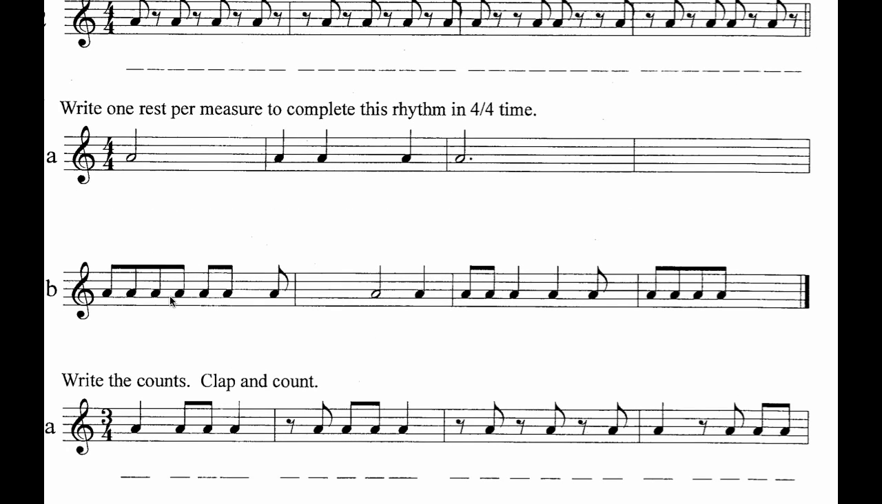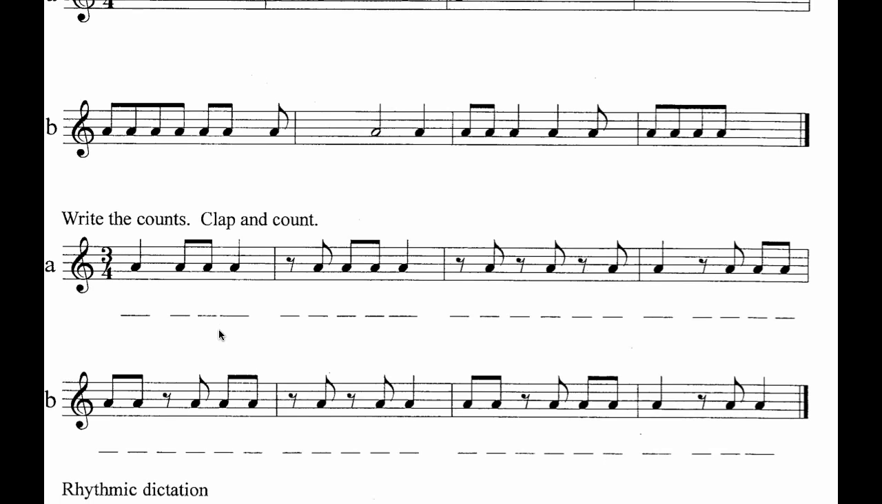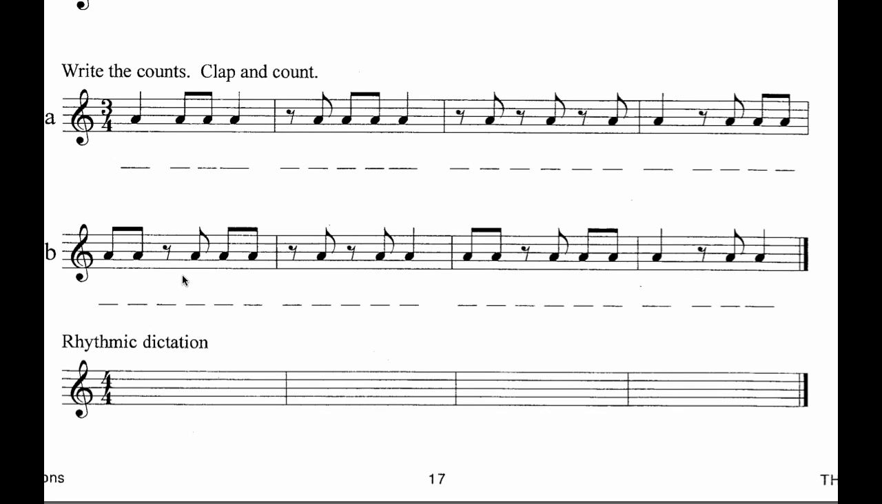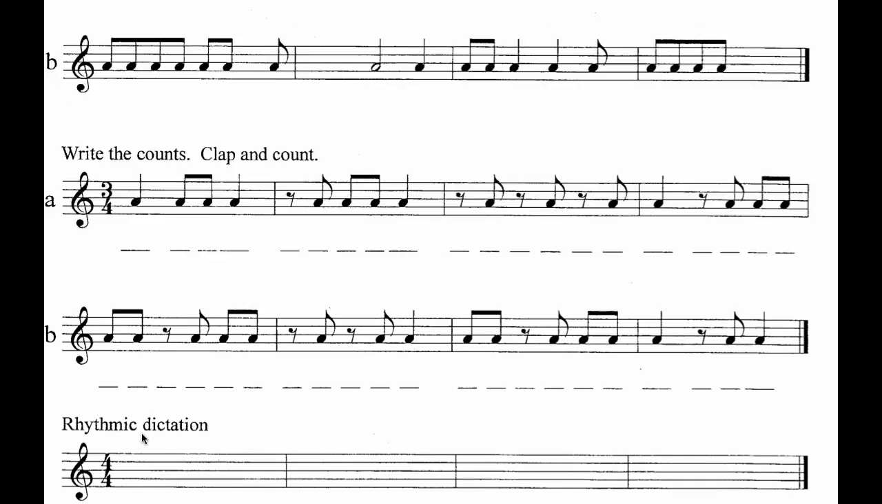Please continue 3B. For A, write the counts and clap and count. 1, 2, and 3, 1 parentheses R, and 2, and 3. Remember, this gets a full beat, so it's like 1, and. The and is implied in this. So 1 and, 2 parentheses R, and 3 and. Please do 4B, and we'll do 5 in class.